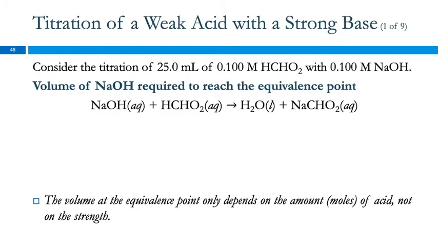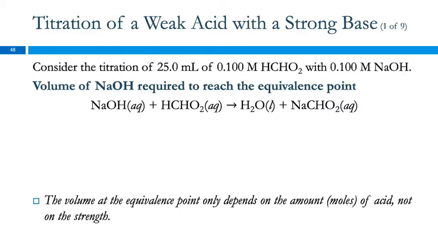And now to this slide. So we're going to look at titrating formic acid, HCHO2, with sodium hydroxide. So the first thing we're going to do is calculate the volume of sodium hydroxide required to reach the equivalence point. And as it says at the bottom, the volume at the equivalence point only depends on the amount of acid, the moles of acid, not on the strength.